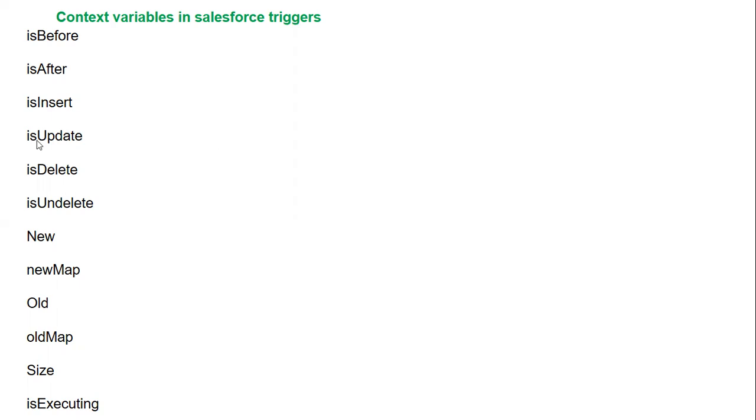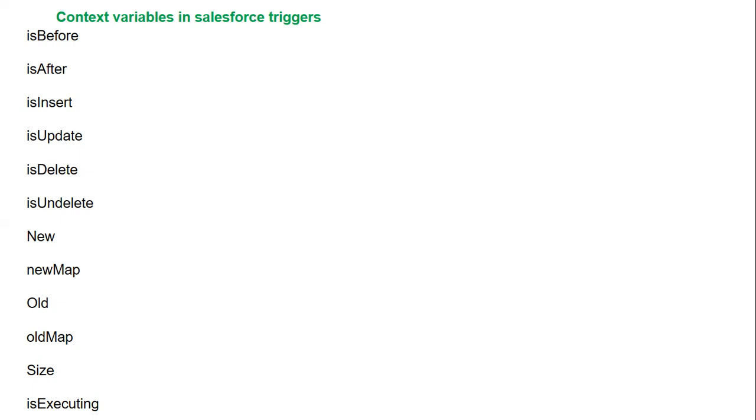Under Trigger.isUpdate, we already have some records in the Salesforce database. If you are doing any modifications or any changes to the previous records, then it returns true. If you are not doing any updates on previous records, it returns false. This is more about Trigger.isUpdate.